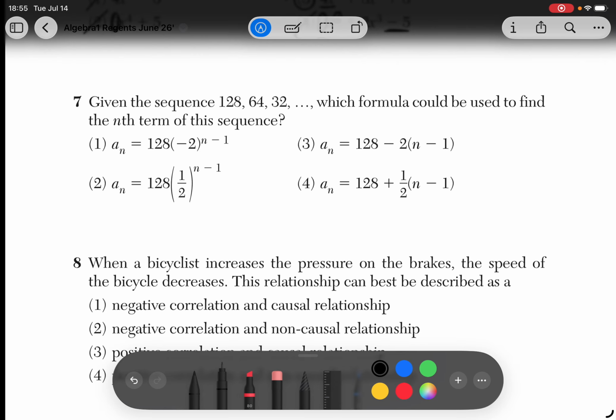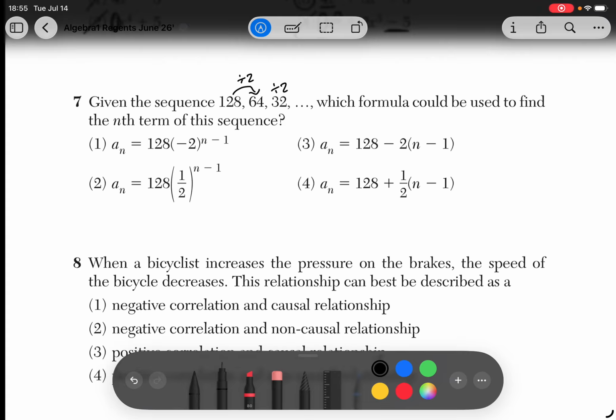Okay. Next up, question number 7. Given the sequence 128, 64, 32, which formula could be used to find the nth term of this sequence? First, we know it is a geometric sequence. How do I know it's geometric? Because there's no way to add or subtract to get from 128 to 64, and then use that same value to get to 32. Instead, we are taking this and dividing by 2 each time.